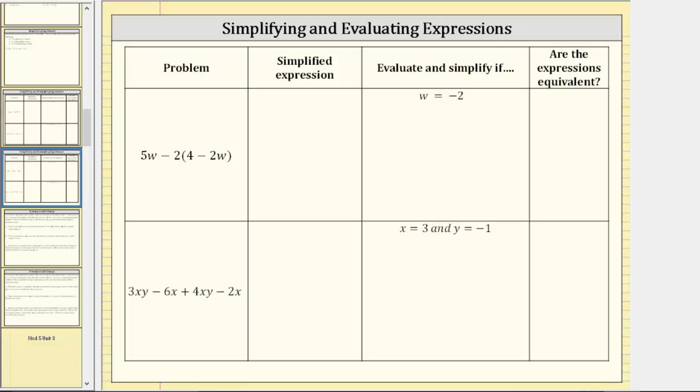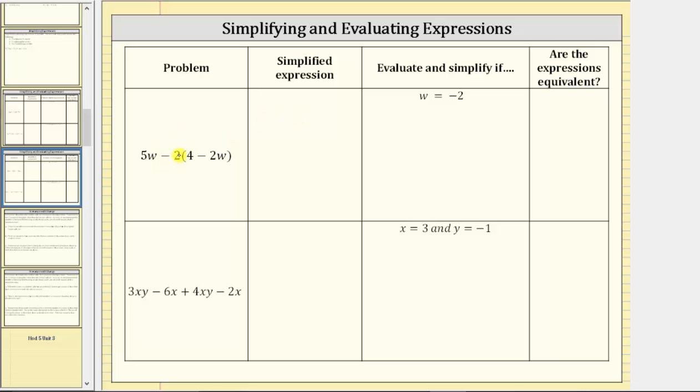In this activity, we are given an expression, asked to simplify the expression, and then evaluate both expressions for a given value of the variable, then determine if the expressions are equivalent. In the first row, we are given the expression 5w minus 2 times the quantity 4 minus 2w.